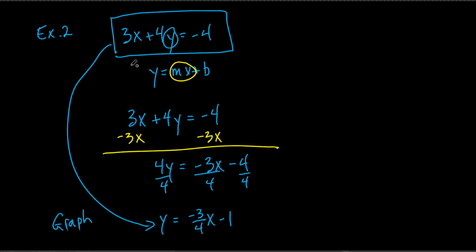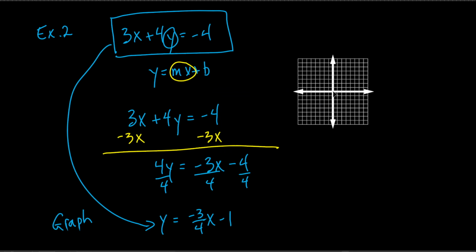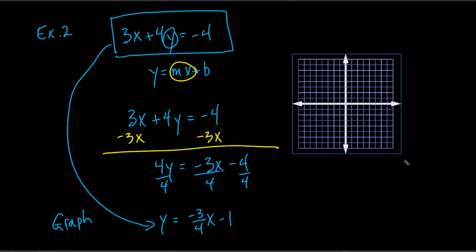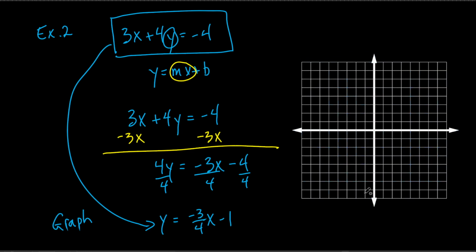Okay, so part of their instructions was to change it to slope-intercept form. That's part of this problem. We just did that. And now we should be able to graph it. And now graphing it, that's the easy part. What we just did right there was definitely a little bit more work. All right, so let's graph this thing. Should be pretty easy to graph now.